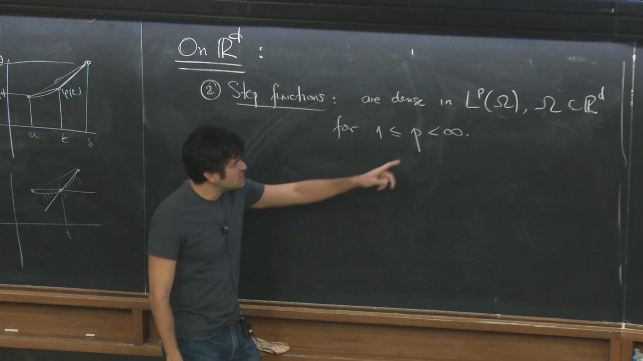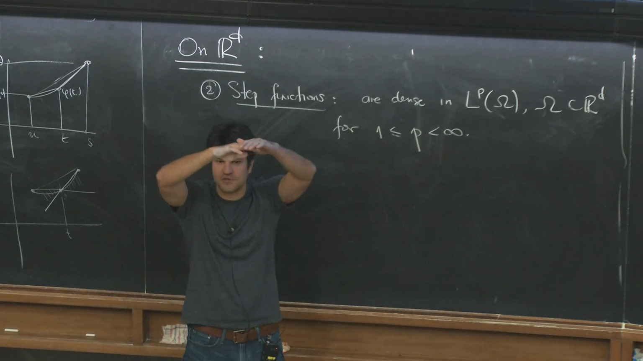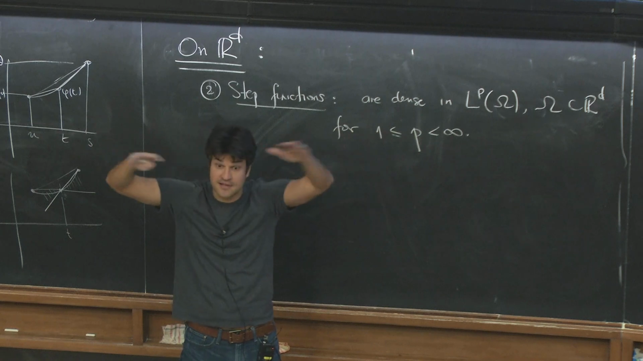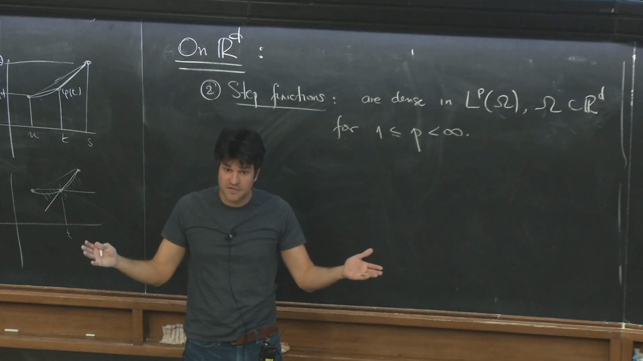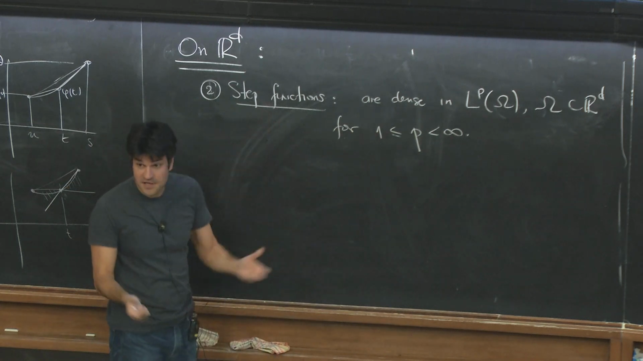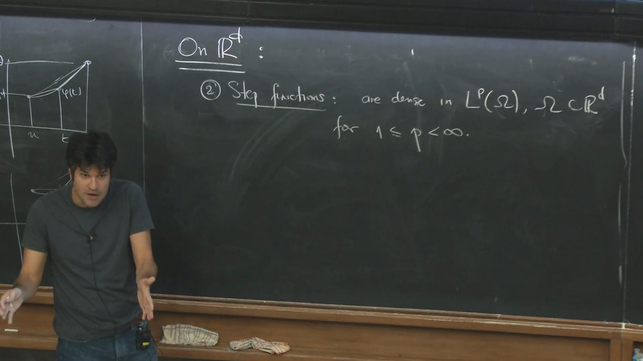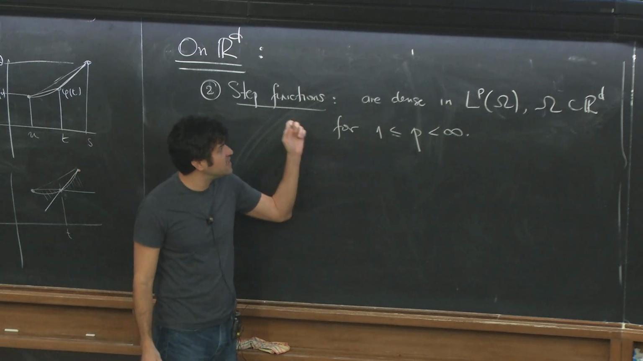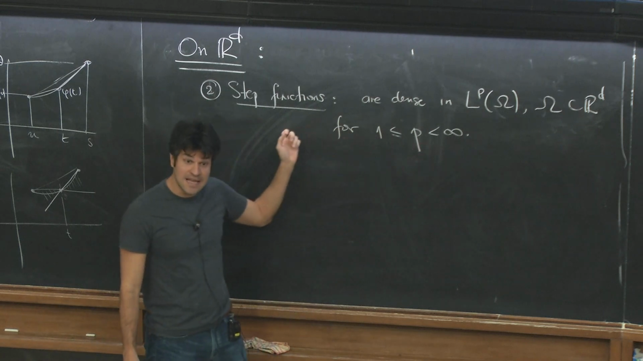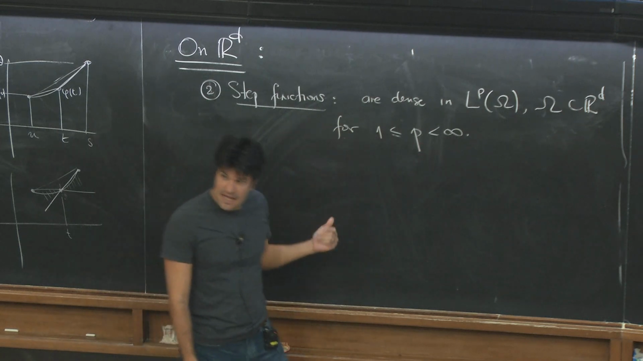I'm not including infinity, because I might take a function that's identically 1. You cannot approximate this function by a step function, because a step function is something that's bounded. I mean, it has a bounded support. So it's clearly not dense in L infinity. But it is dense in LP for any other p less than infinity.